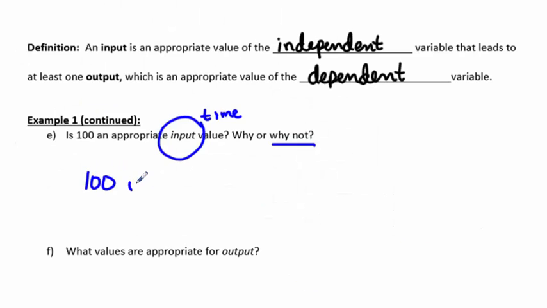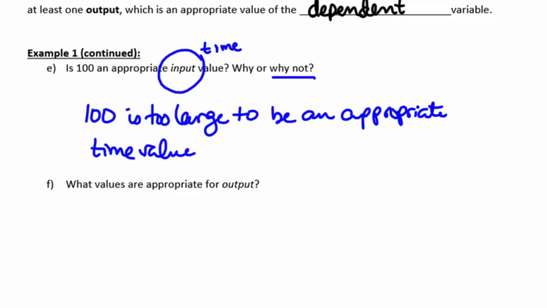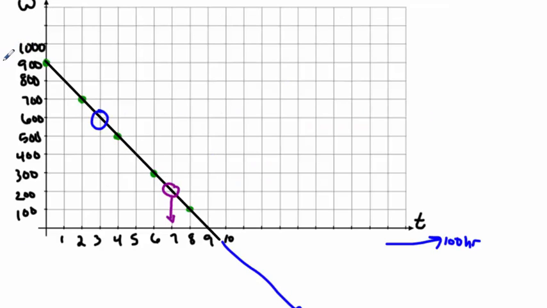100 is too large to be an appropriate time value. Part F, what values are appropriate for the output? All right, so the output, let's go back and look at that graph again. The output values are these values for the amount of water. It's appropriate to have any value between 100 and 900.